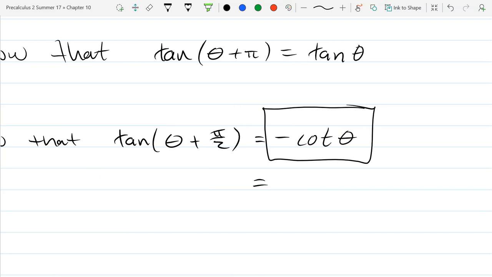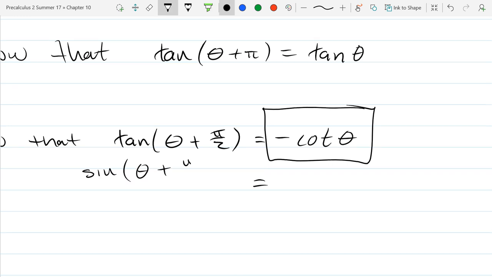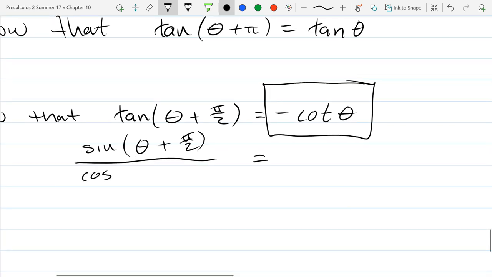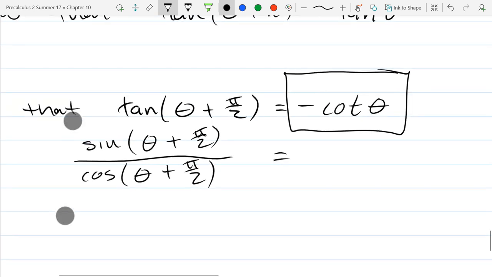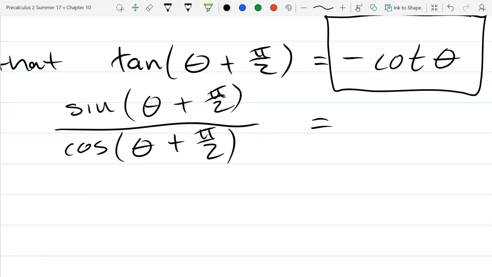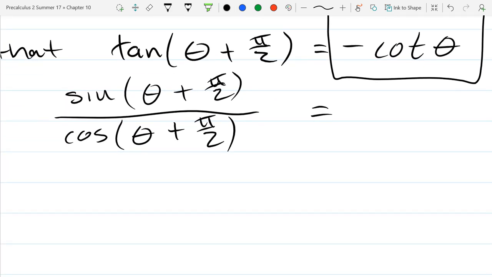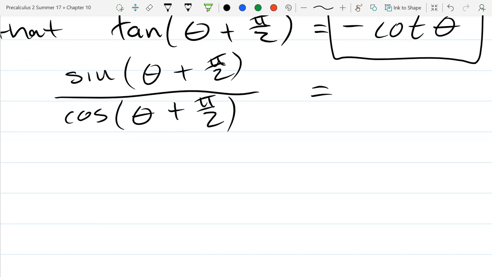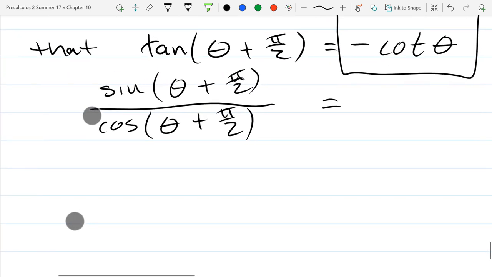However, how can I write tangent as other functions? Well, tangent is sine over cosine. These angles are a little more complicated, so just write them out. Remember, there is no try, there is only do. I'm just copying the angles down. Sum, and another sum. So we're going to use the sum for sine and the sum for cosine.